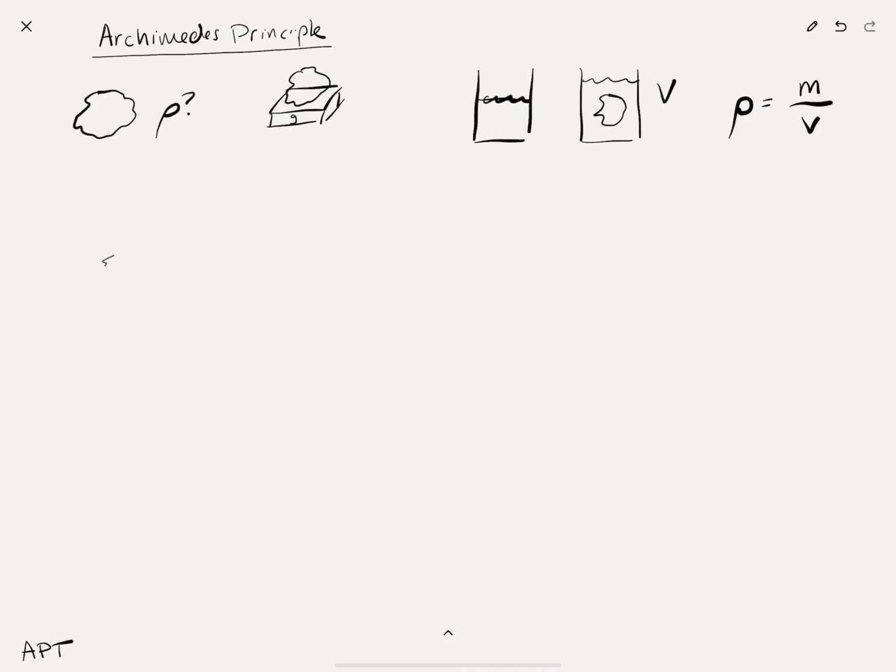So let's take our object and let's suspend it from a scale. Okay, that object experiences two different forces, a gravitational force and a tension, which is essentially the weight. So when this object is at rest, the tension force is equal to the gravitational force, which is equal to the mass of that object times gravity.